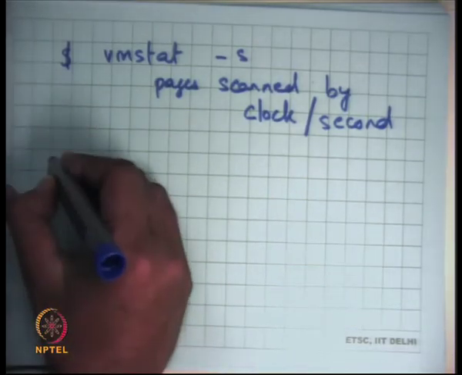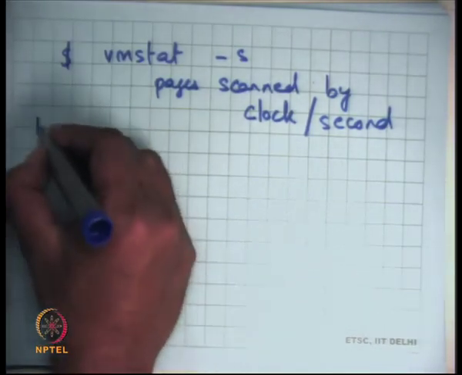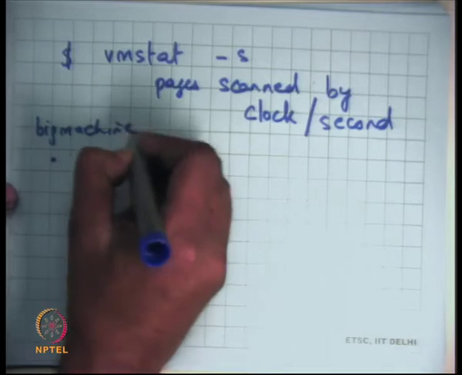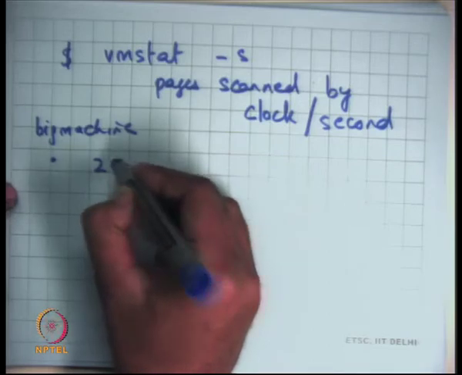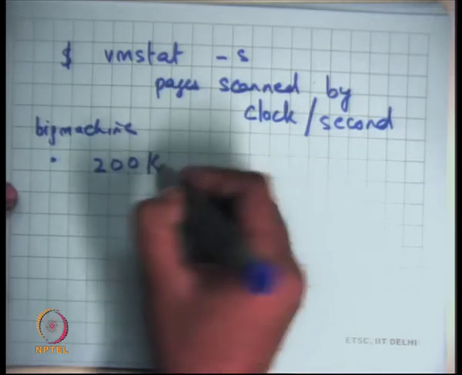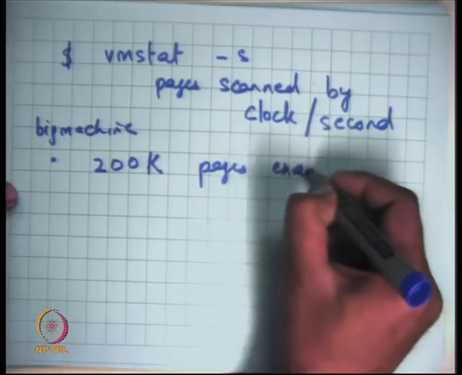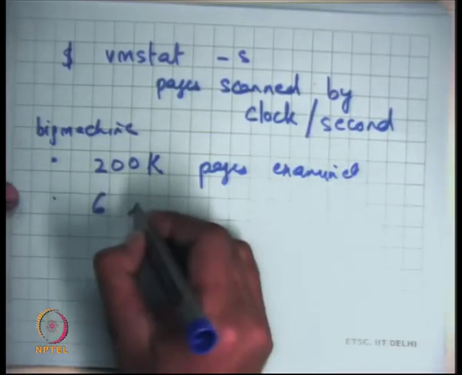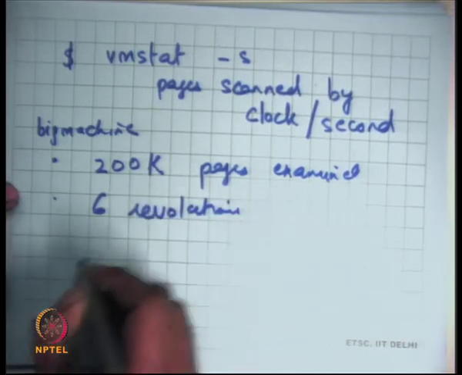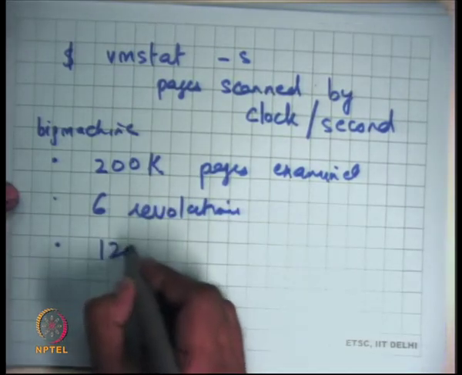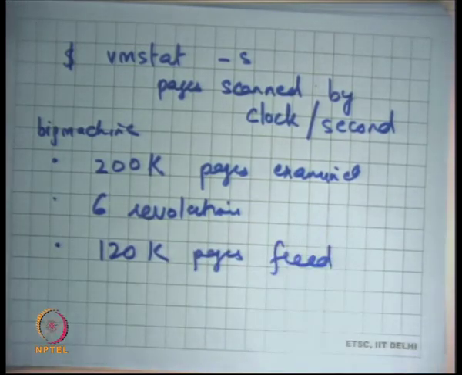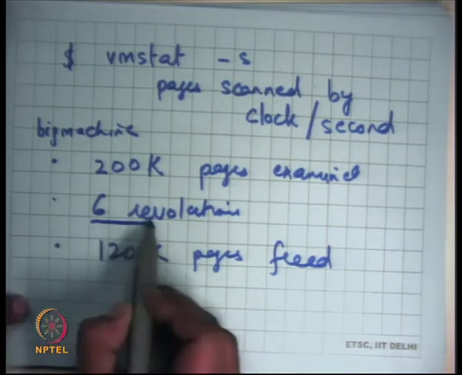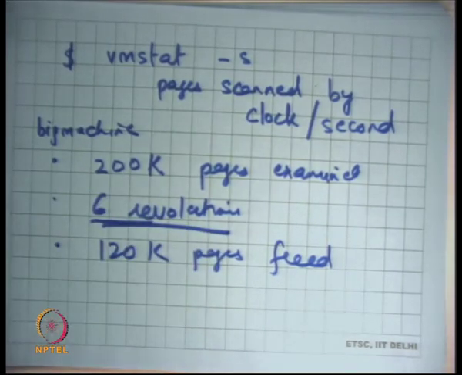So, for example, here is some example data. On a big machine, meaning lots of memory, this is slightly old data, but let us say roughly 200,000 pages examined, 6 revolutions of the clock hand, and 120k pages freed, roughly speaking. The 6 revolutions show that the clock hand is moving at a moderate rate, so memory pressure is not that much.